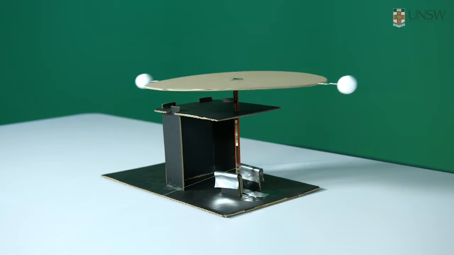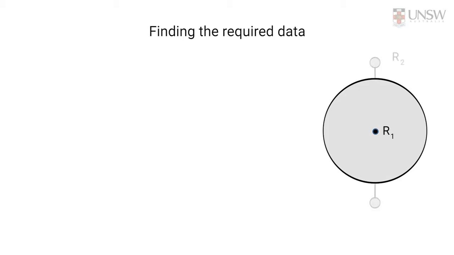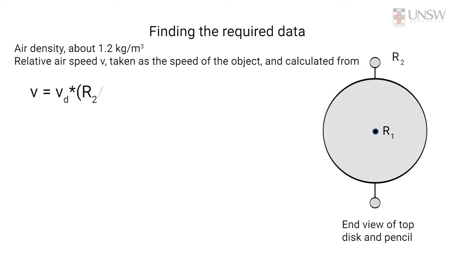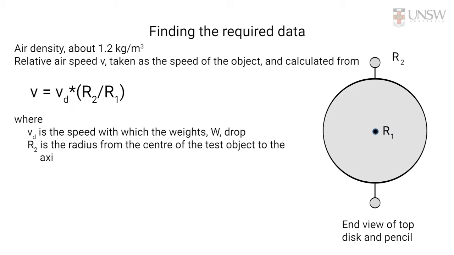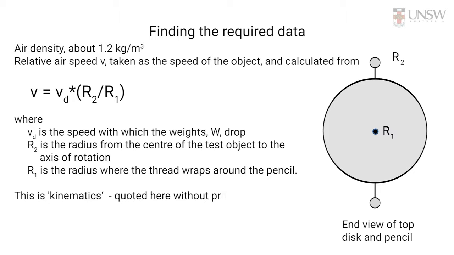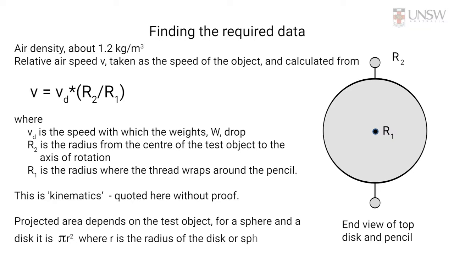We can try the equation out on our test rig. We can find air density easily enough. It's about 1.2 kilograms per cubic metre. We'll take V as the speed of the object, and we calculate this from V equals V subscript D times the ratio R2 over R1, where Vd is the speed with which the weights drop, R2 is the radius of the centre of the test object to the axis of rotation, and R1 is the radius where the thread wraps around the pencil.